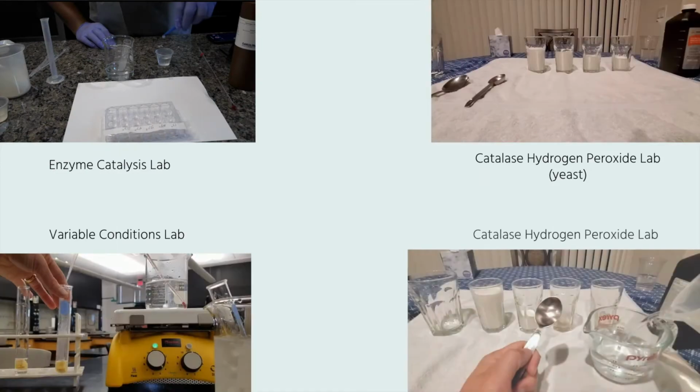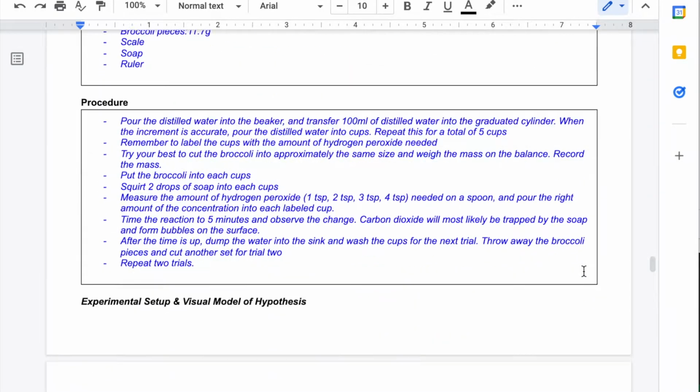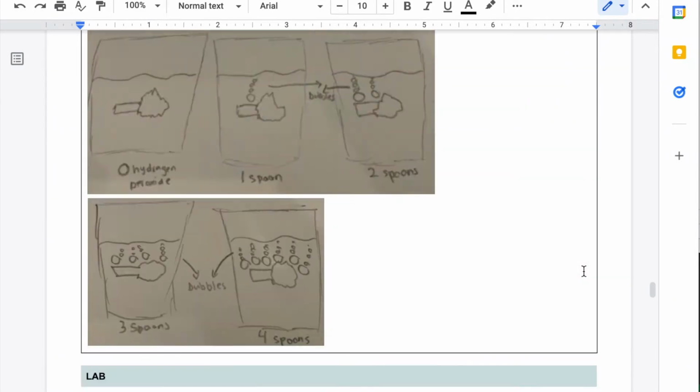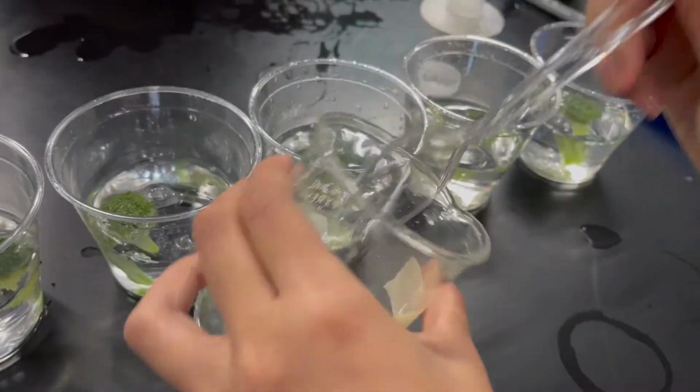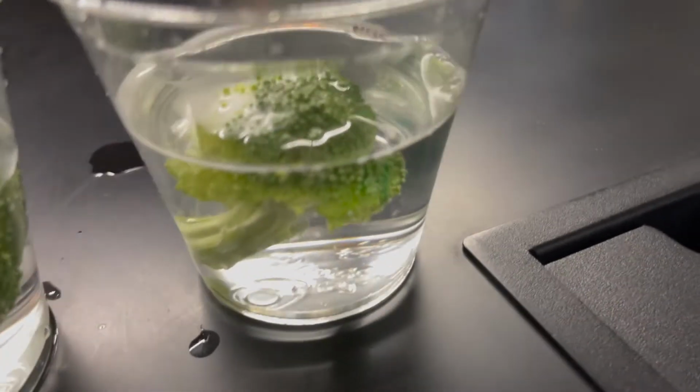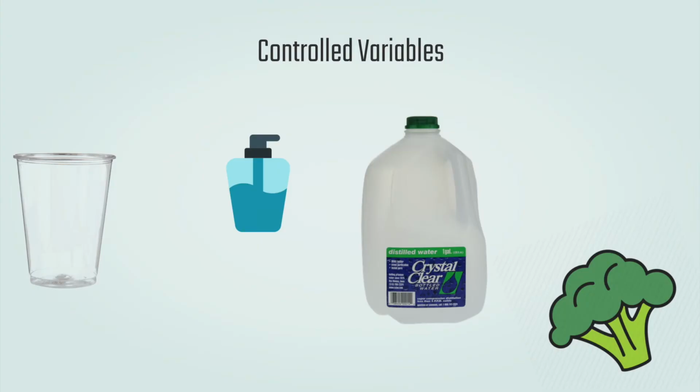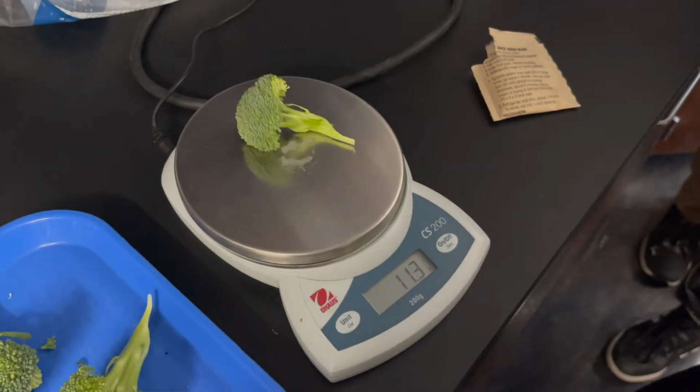To test this, our group researched different types of experiments and then created our own lab. In this experiment, the independent variable was the amount of hydrogen peroxide in each solution. The dependent variable was the formation of bubbles, which represents the release of carbon dioxide. Finally, the controlled variables were the size and weight of the broccoli, the same type of container, amount of soap, and the amount of distilled water.